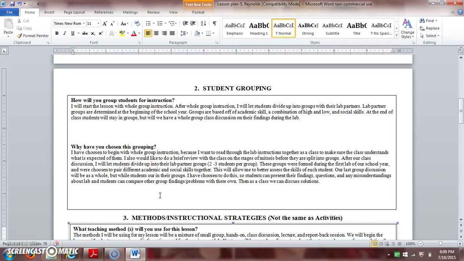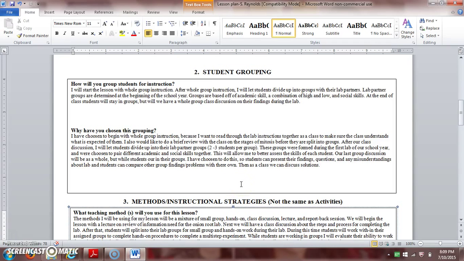After the class discussion, students will divide up into their lab partner groups, and these are usually around 2 to 3 students. And these groups are formed, like I said, at the beginning of the school year, and they're chosen to be paired with different academic and social skills together. And this will allow students to perform in a different setting than they normally would with their friends. It'll kind of mix it up and really allow them to push themselves, and it'll also allow me to better assess their skills.